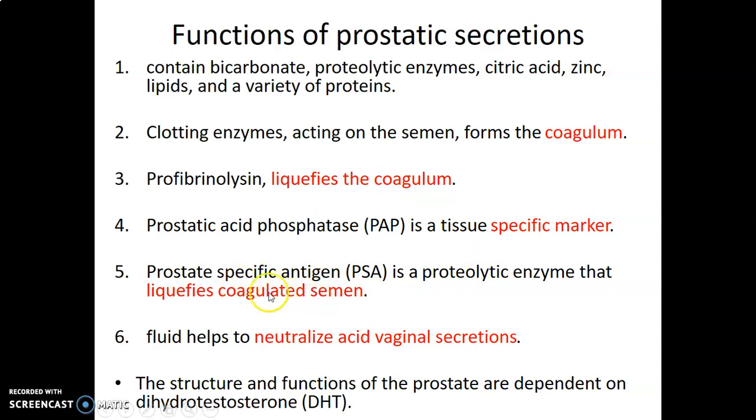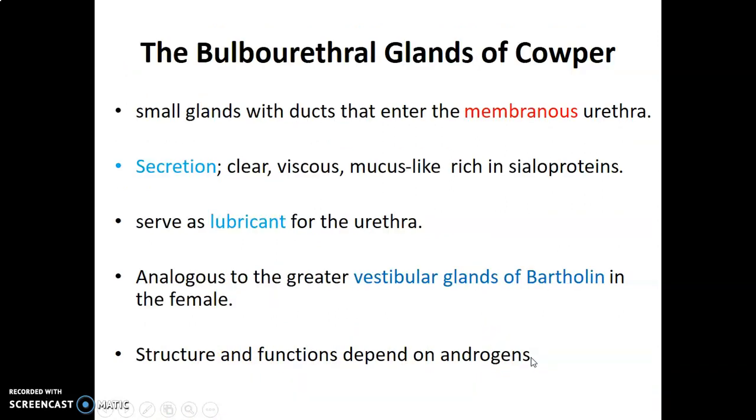So after the semen has coagulated, prostate-specific antigen, a proteolytic enzyme, is able to liquefy the coagulated semen. The prostatic fluid helps to neutralize the acid vaginal secretions in the female tract. The structure and function of the prostate are also dependent on dihydrotestosterone, which is an androgen.